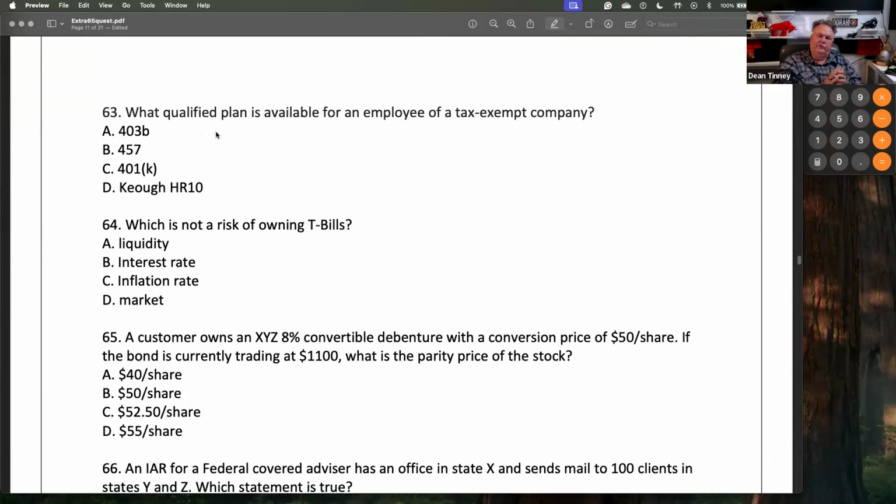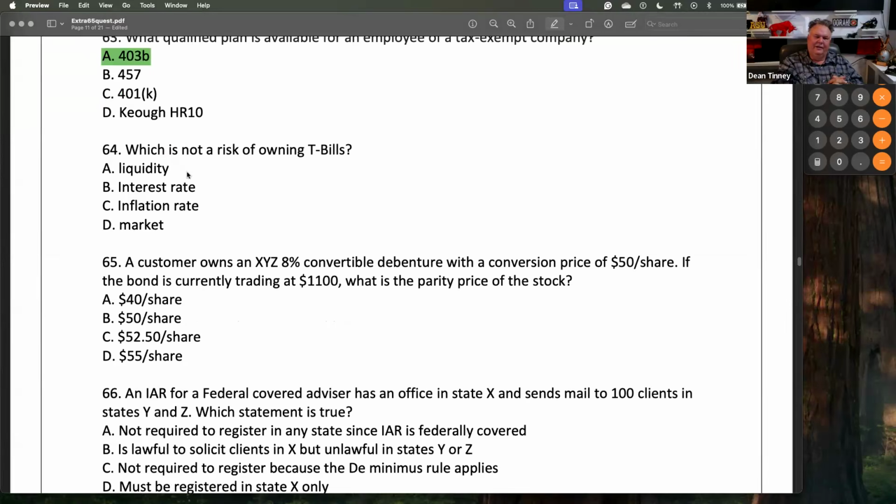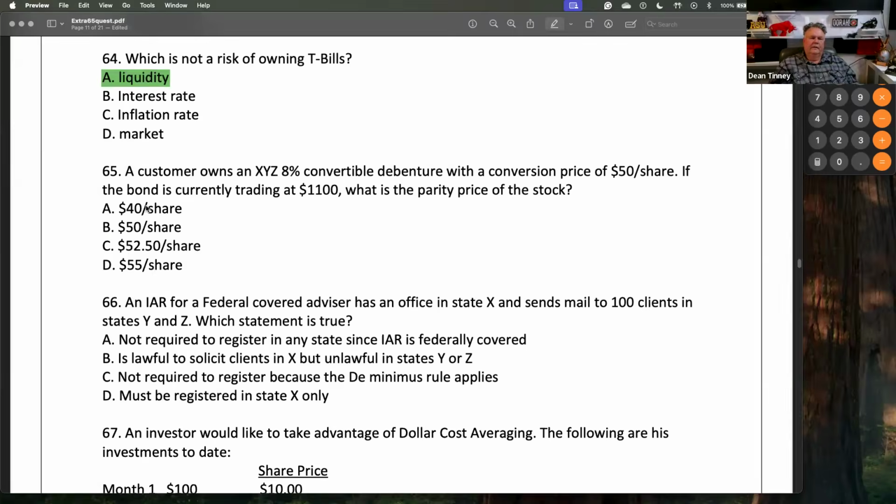501(c)s, think Sisters of Mercy, the nonprofit hospital. 403(b)? Right on, very testable. What is not a risk of owning T-bills? Liquidity. Yeah, right on. That's the most liquid market there is.